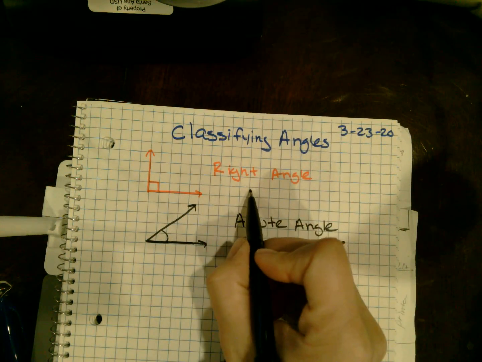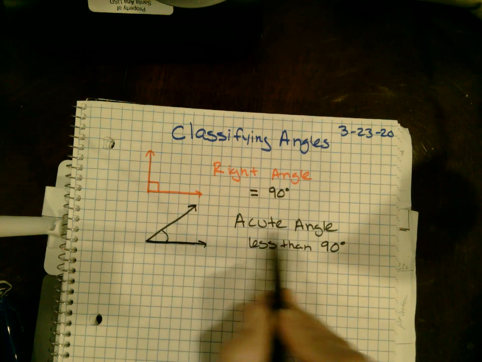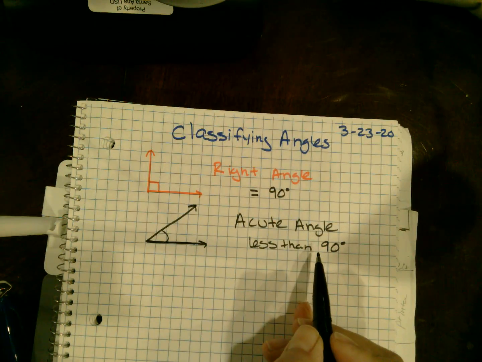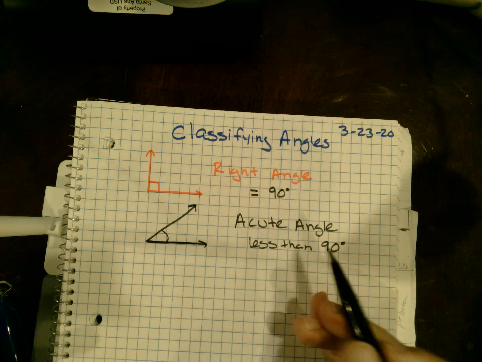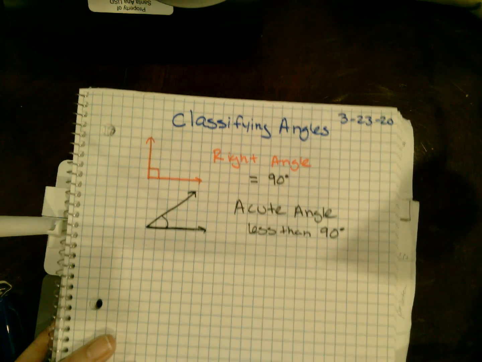Right angle is exactly 90 degrees. So it equals 90 degrees. An acute angle is less than 90 degrees. So it can be like 1 degree all the way to 89 degrees. So 50 degrees, 40 degrees, 35 degrees, all of those are acute angles.